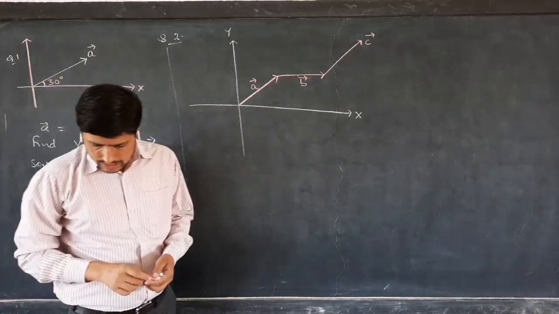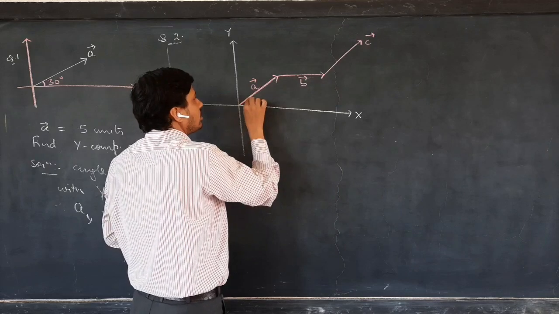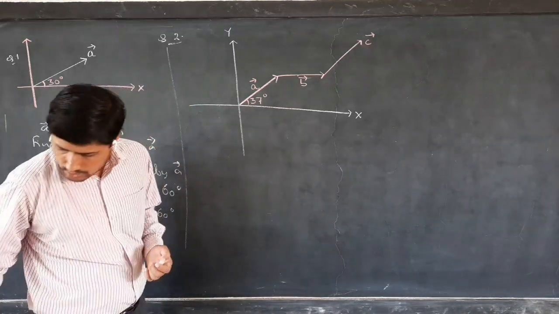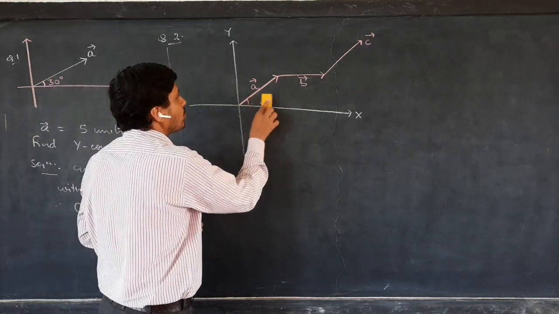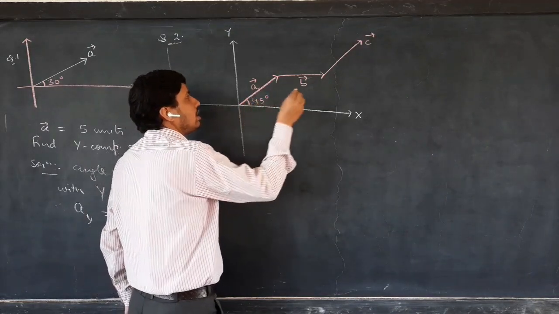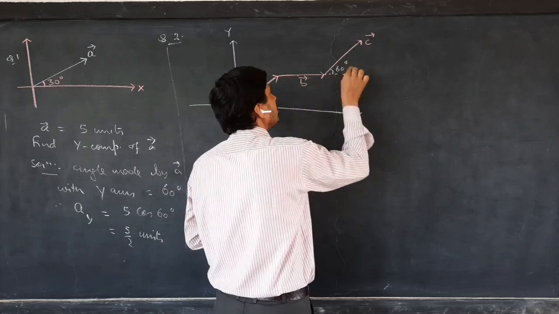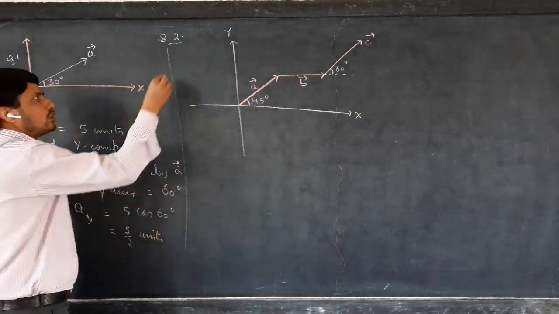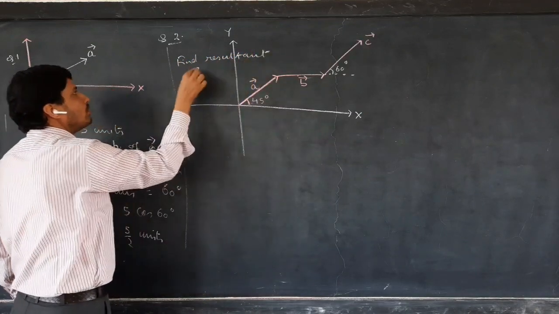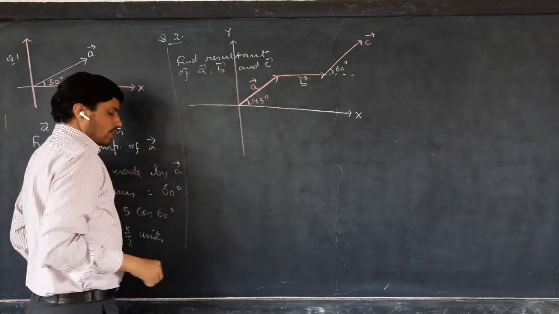Okay, and the angles are like so. This is 37°. Or let me simplify this angle to 45°. And here the C vector makes an angle of say 60° with this direction. The question is, find the resultant of these three vectors, A vector, B vector, and C vector. Suppose the question is like so.